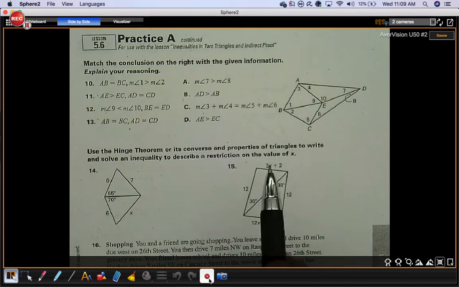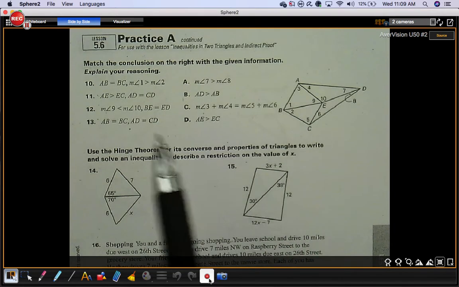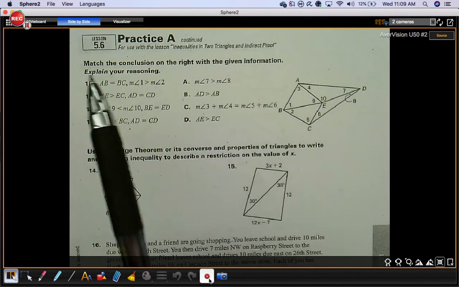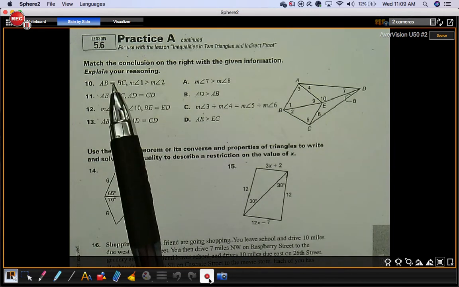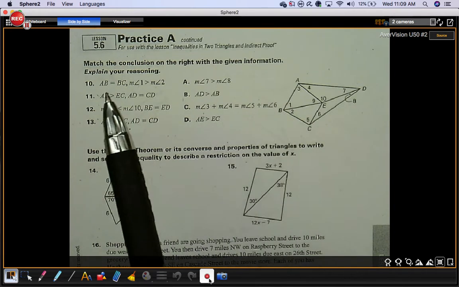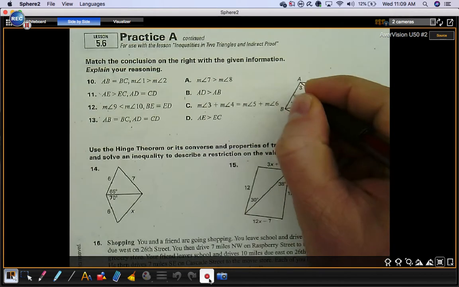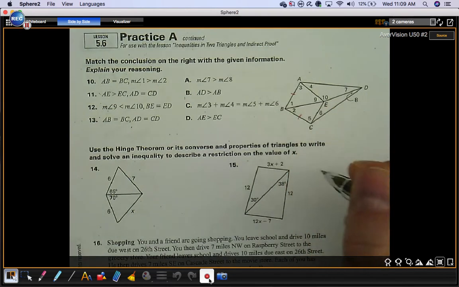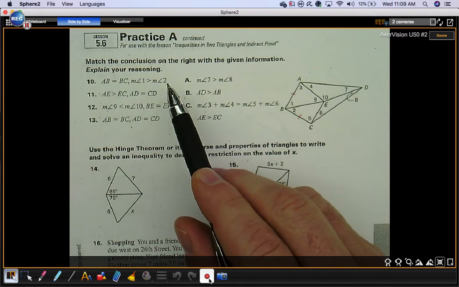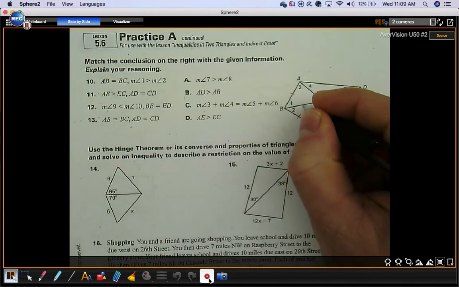For this next section, you have a huge diagram here. You want to match the conclusion on the right with the given information. Explain your reasoning. So for number 10, let's say that segment AB is the same length as segment BC. Also, the measure of angle 1 is bigger than the measure of angle 2. That's how you read that.